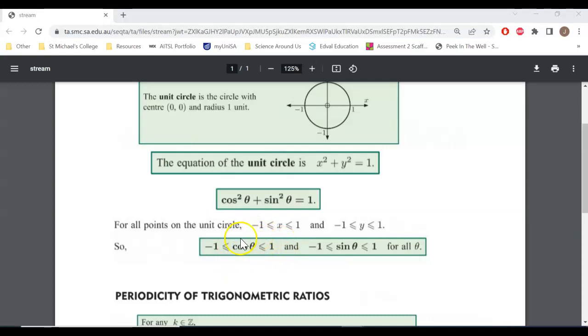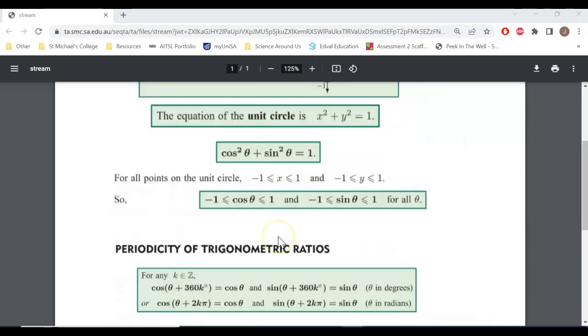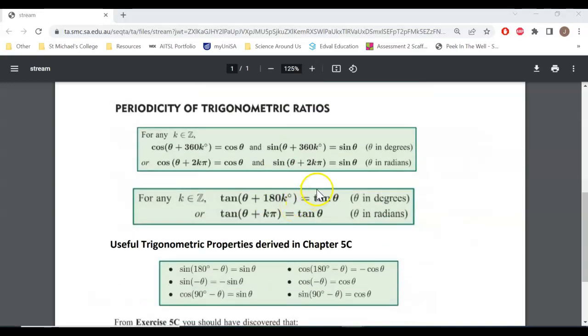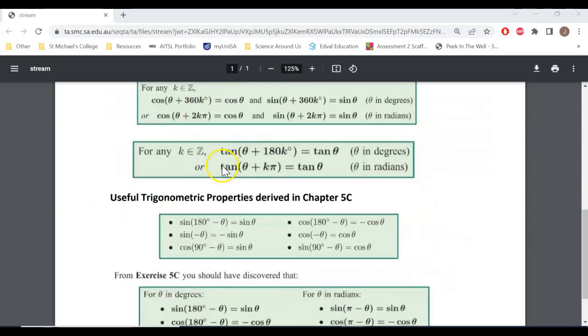We know that cos theta and sine theta are valid for all values greater than or equal to -1 and less than or equal to 1. We then spoke about the periodicity of trigonometric ratios. I won't go over this in detail because I did in a previous lesson, but this should be familiar to us now, and we can see how the cosine, sine and tangent functions take the same values as we move around the unit circle.